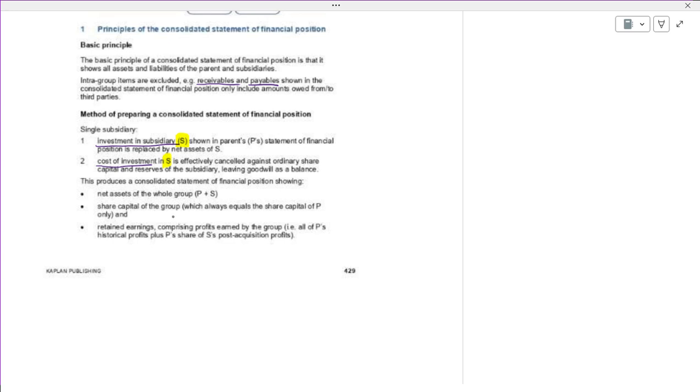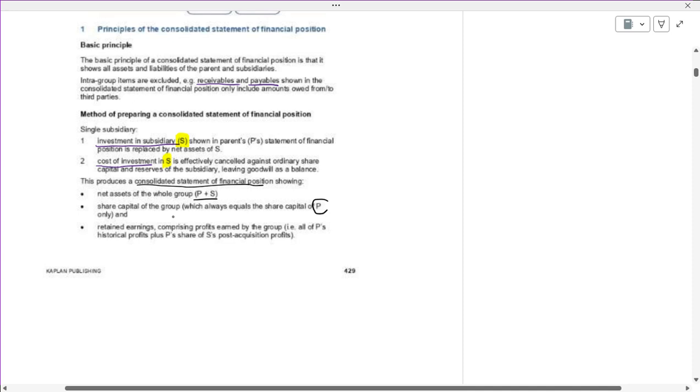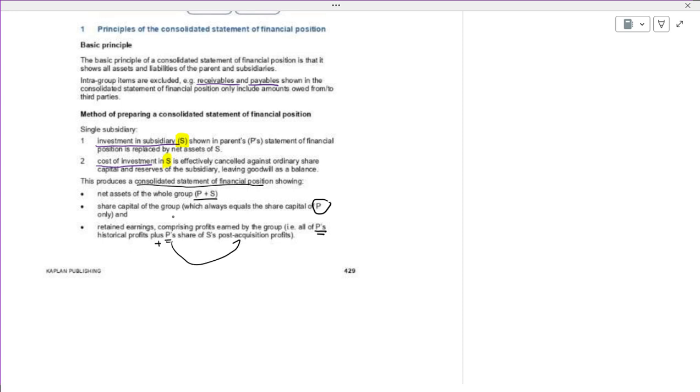When we are producing a consolidated statement of financial position, we'll add the assets of both the companies. We will take the share capital of the group. It is only the share capital of the parent company, not the subsidiary. Retained earnings are profits earned by the group: the parent company's share of historical profits plus the parent company's share of the subsidiary company's profits.